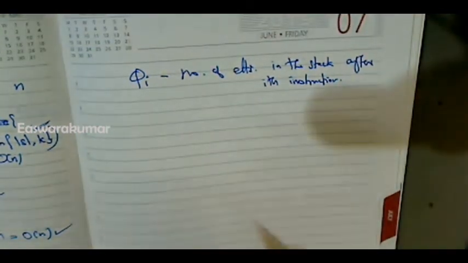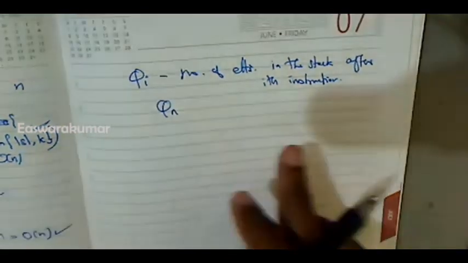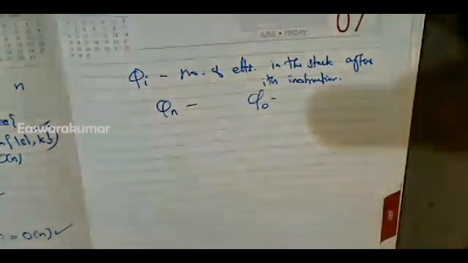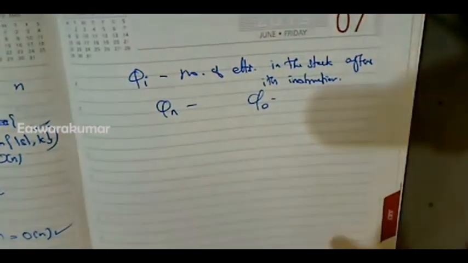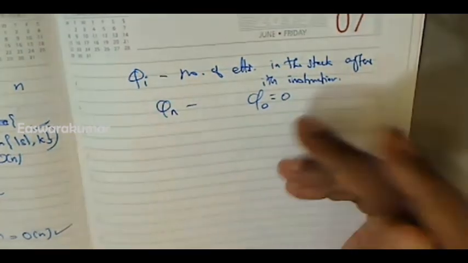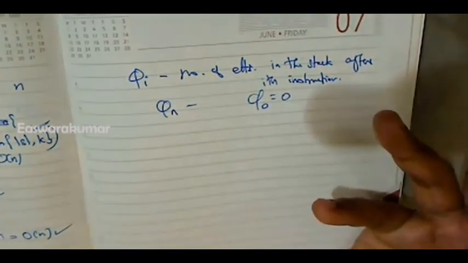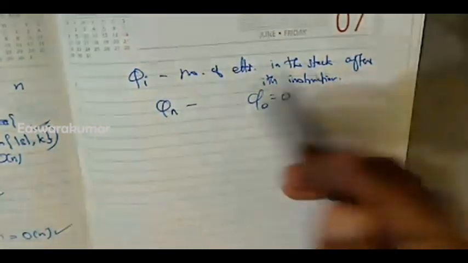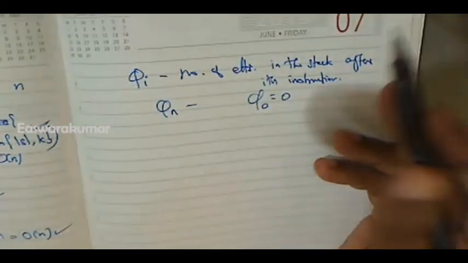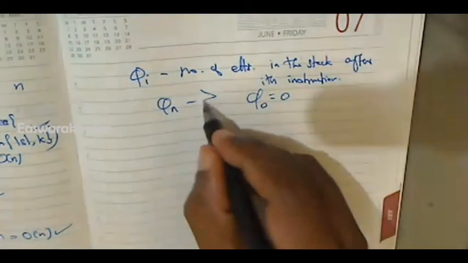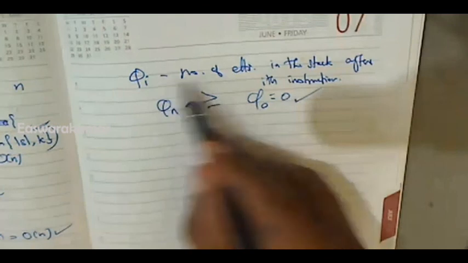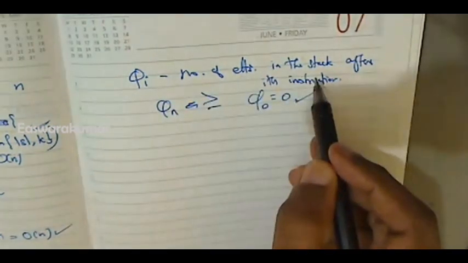So in this case, what is pi n? That is the number of elements after all your instructions, and pi 0 is without doing any instructions, right? Without doing any instructions, pi 0 equals 0, because the stack is empty. After some pushes and multi-pops, it cannot go below 0. So we can say that pi n is always greater than or equal to pi 0, and the condition holds good if you take the potential function like this.